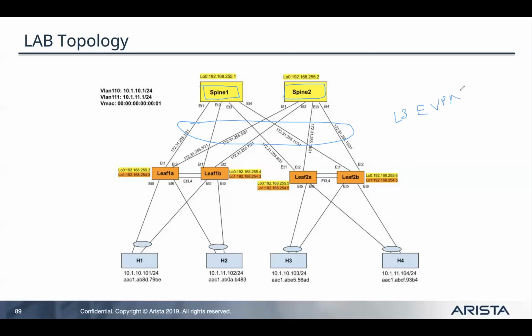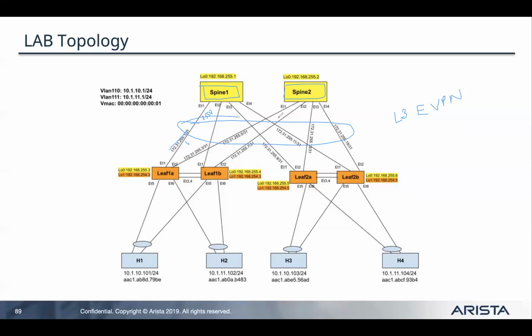Between leaf and spine, you have L3 links, right? L3 connection. So this ET1 has an L3 IP address. On one side it will be 255.1, and on the other side it will be 255.0. It is a /31, so an end-to-end L3 link, right?